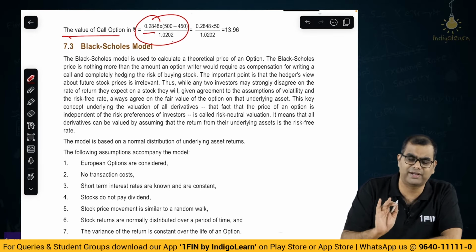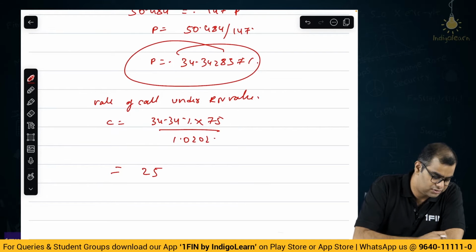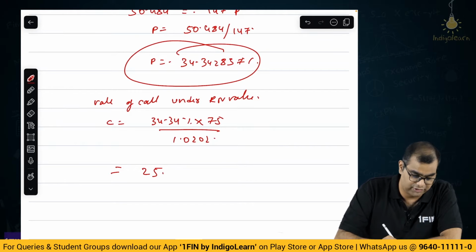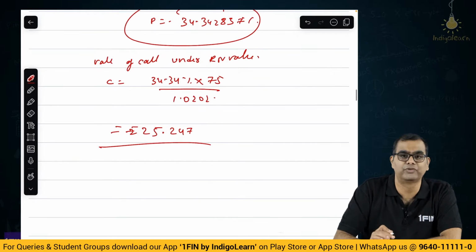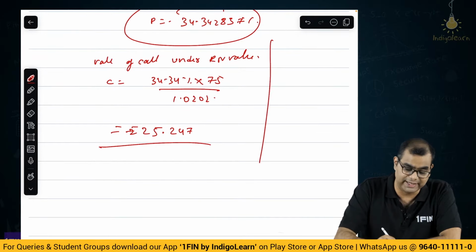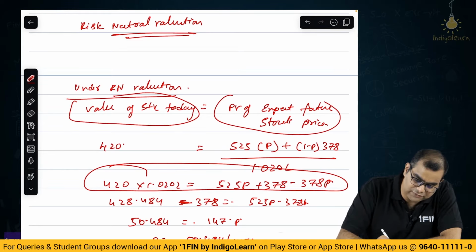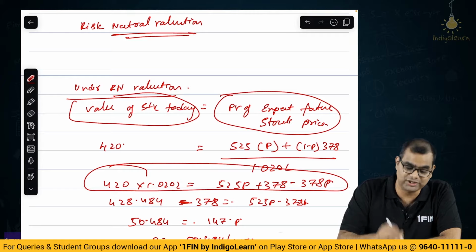Call value is equal to 34.34% into 75 divided by 1.0202. You will get the same number, which is, I am just checking it for your sake, 24.247. Okay. So in both the cases, you got the same value. So this is how you are supposed to solve ideally, and this is what the examiner is supposed to give you marks for. Under risk neutral valuation, you have to state this. Value of the stock today is equal to present value of the expected future price of the stock. You have to state this.